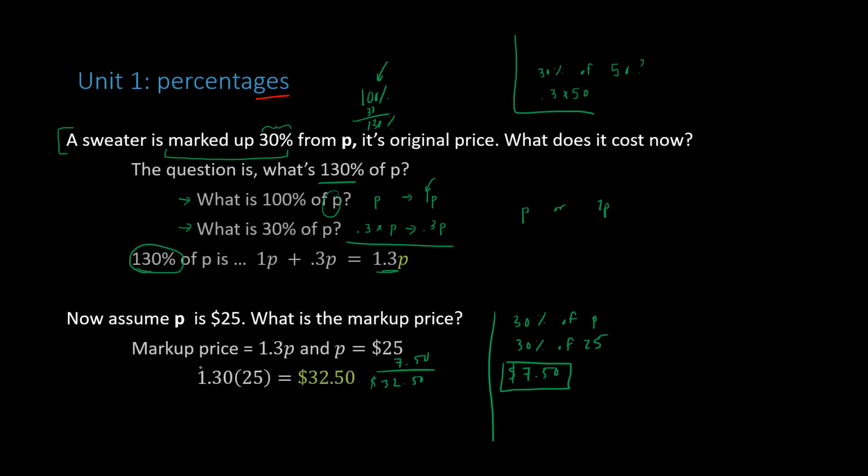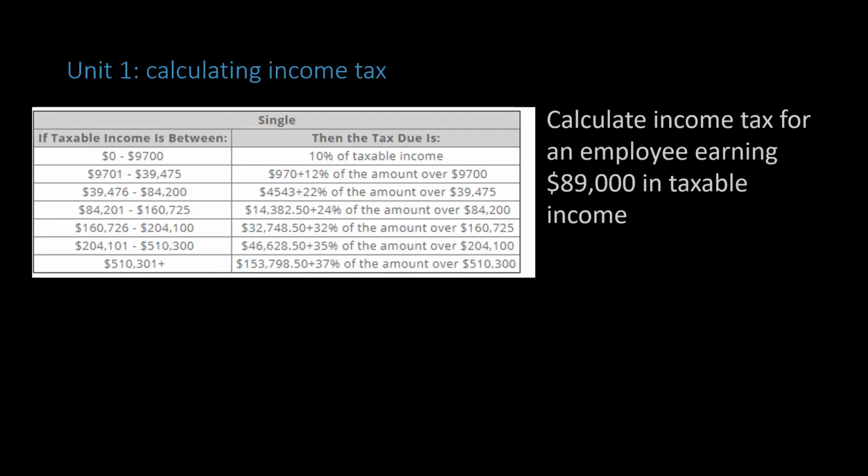So this is really kind of more condensed into one step. This separates it out a little bit. Whichever method works better for your brain is the one to go with. Now another big topic in Unit 1 that I got a lot of questions about is calculating income tax. So I want to run through an example.